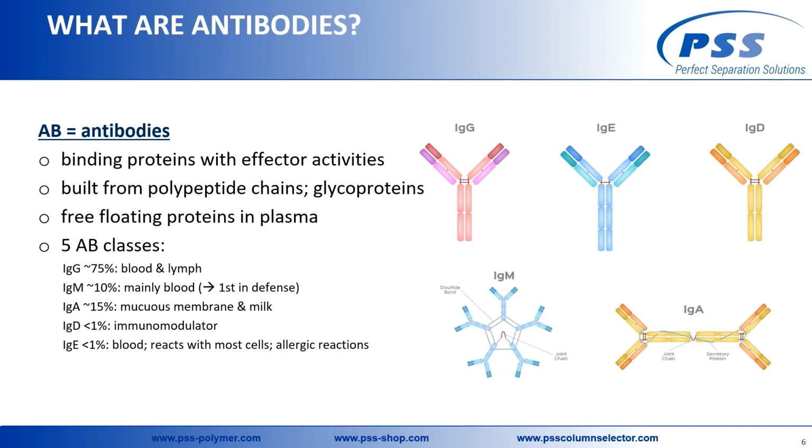There are 5 classes as depicted on the right-hand side. IgG with the highest abundance of about 75%, followed by the IgA, IgM, IgD, and IgE. Each of them exhibits different specific functions.